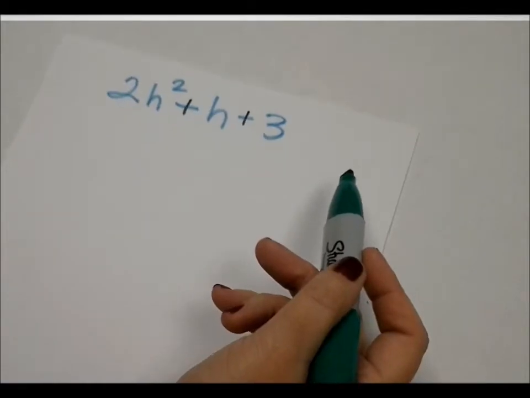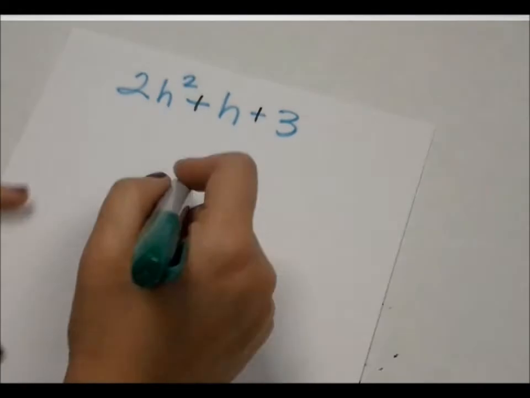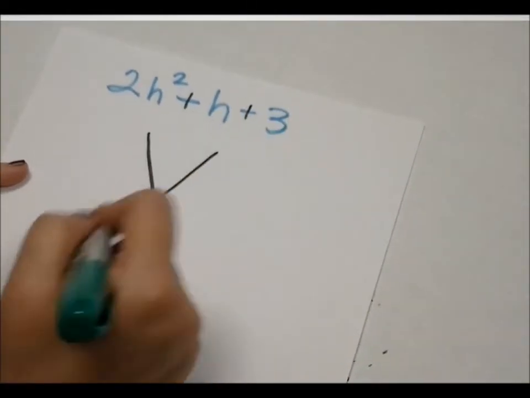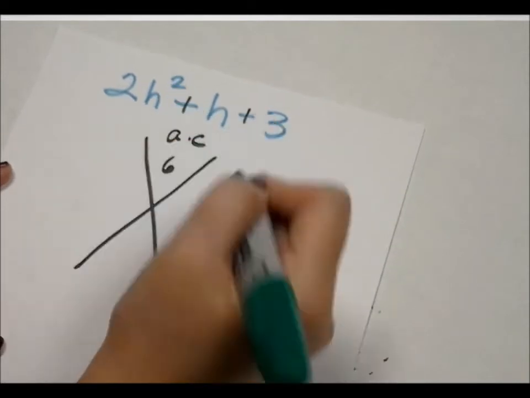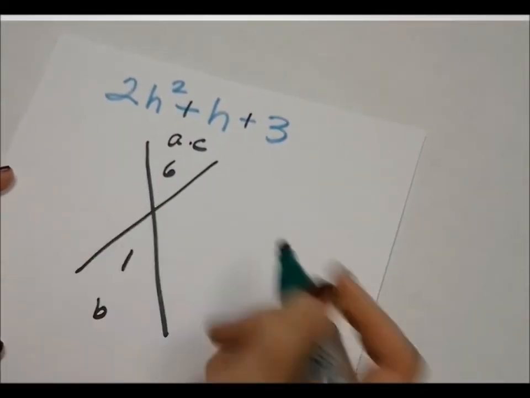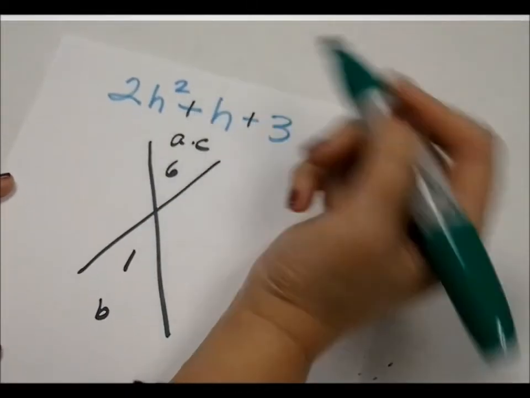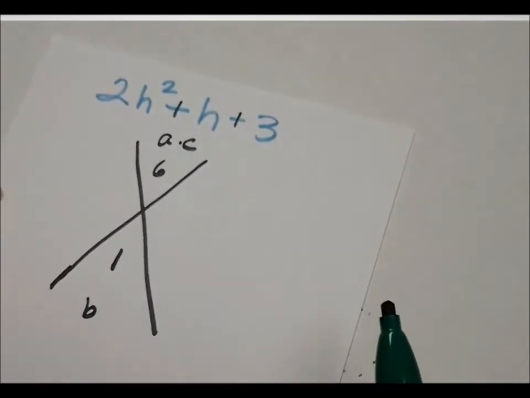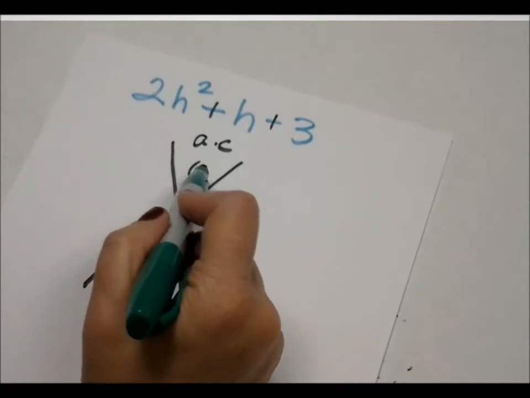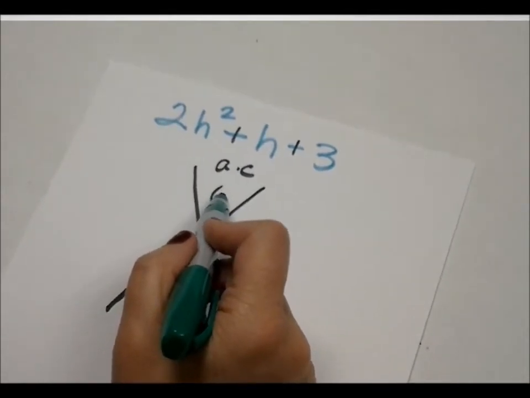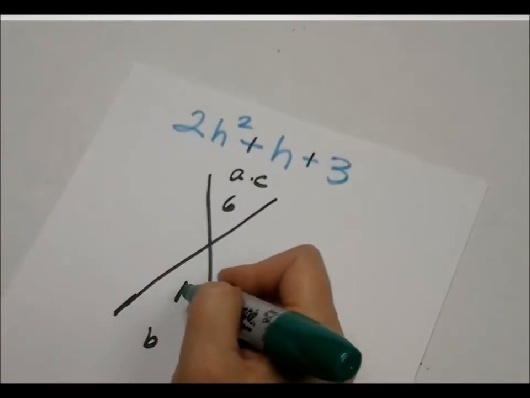Okay. So looking at this one, I'm going to start with my process that I know of. And 2 times 3, because up here I'm doing A times C, is 6. And B is going down here, which is 1. And it's going to talk about the fact that there's a 1 in front of that H, even though we're lazy mathematicians and we don't write it. And I want to look for something that multiplies to give me 6 and adds to give me 1.